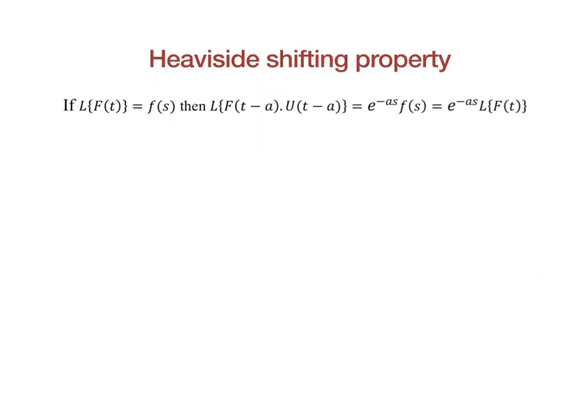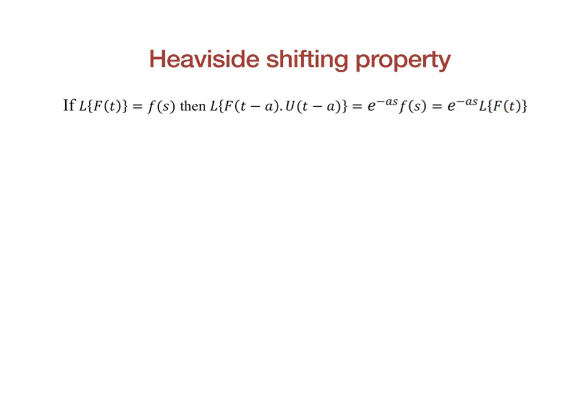Now let's understand one of the important properties to solve the problems in unit step function. The property called Heaviside shifting property. This property states that Laplace transform of f of t equal to f of s, that we know. Then Laplace transform of f of t minus a, u of t minus a product is equal to e power minus as into f of s.